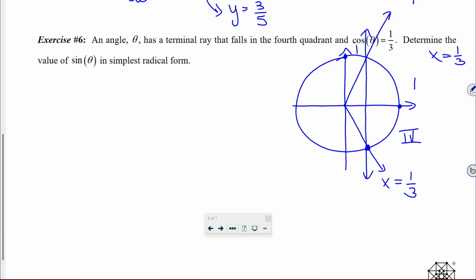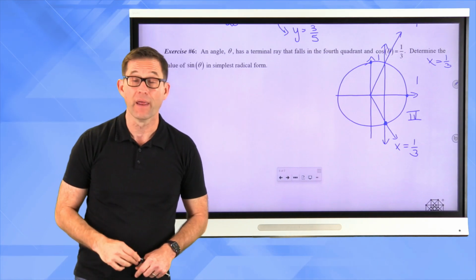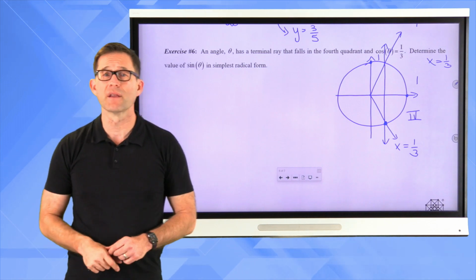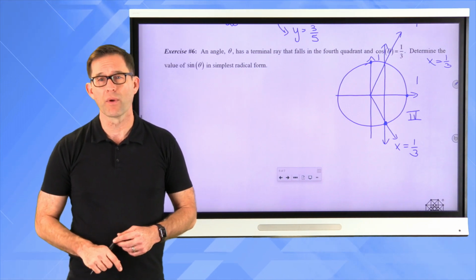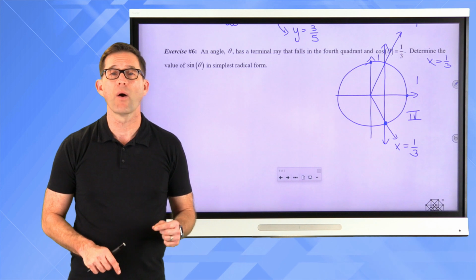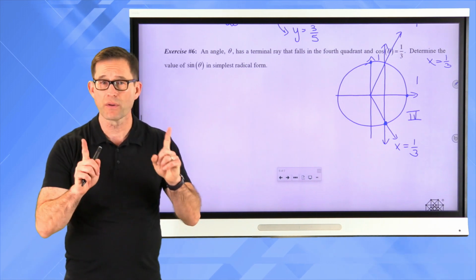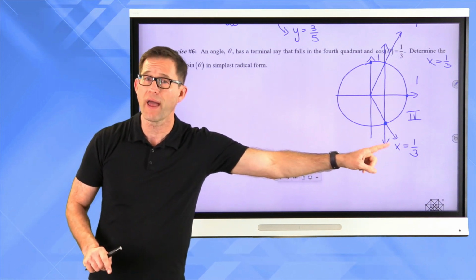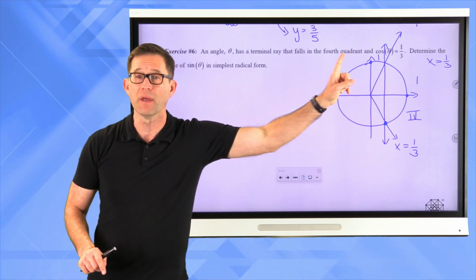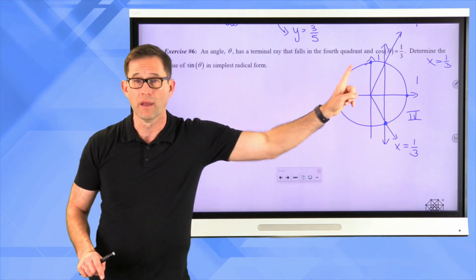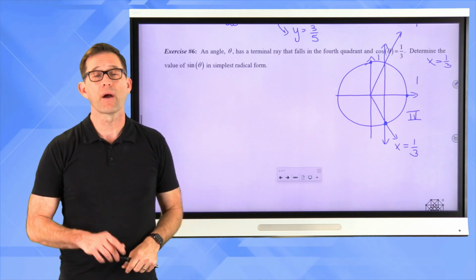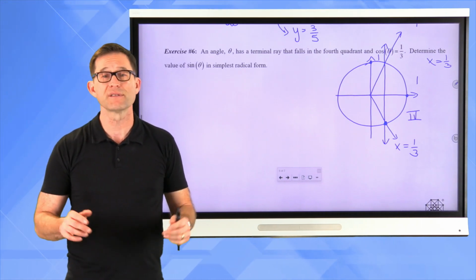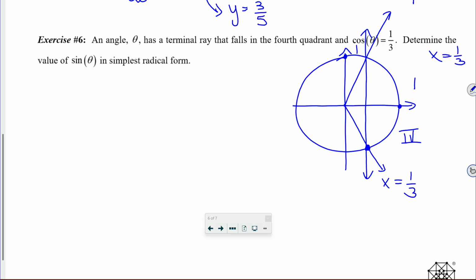Because we're talking about a 4th quadrant angle. All right, now this one gets a little messy, gets a little ugly, but I'd like you to play around with it a little bit. See if you can figure out what the sine of theta is, and now there's only going to be one answer because there's only one angle, since I've now told you I'm in the 4th quadrant, right? In the 4th quadrant. See if you can figure out what the sine of theta is in simplest radical form.